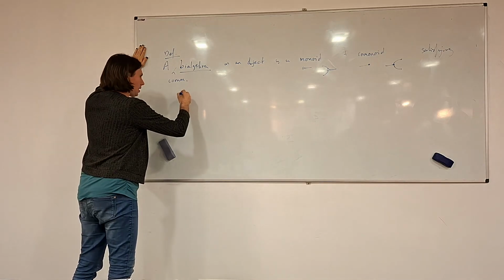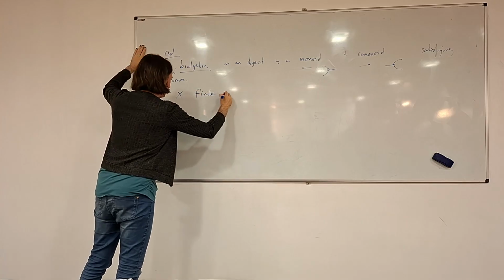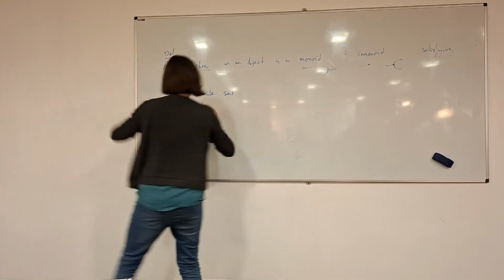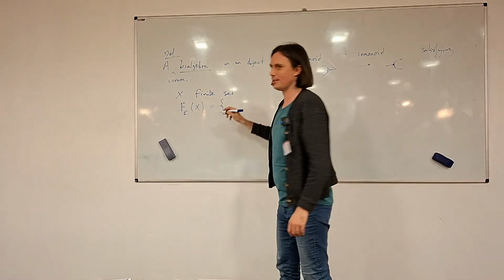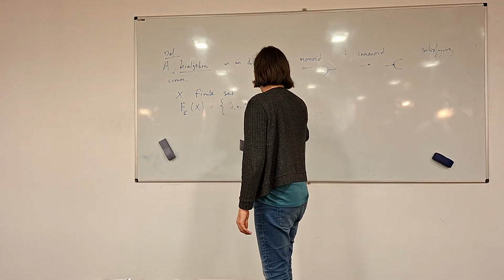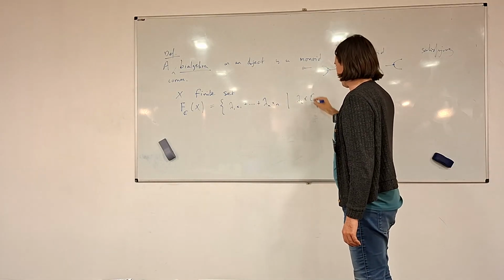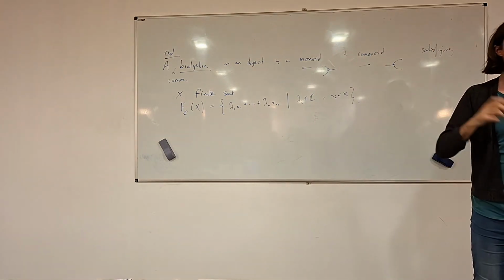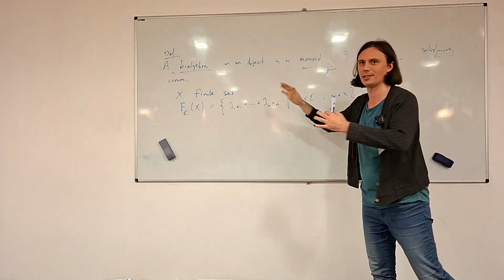So if X is a finite set, I'm going to say that I have the free vector space on X, and it's going to be the set of formal linear combinations. So it's like lambda 1 x1 plus dot dot dot plus lambda n xn, where the lambda i's are complex numbers and the xi's are in X. So these are formal linear combinations modulo the equations that you think formal linear combinations ought to satisfy. So these things are commutative and so on.